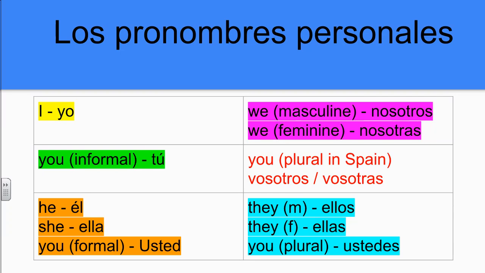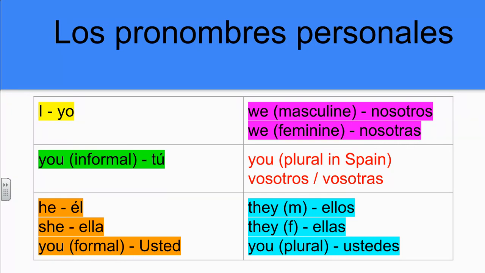So, los pronombres personales. We can see that English has the word I. In Spanish, it's the word yo. So when you want to reference yourself as a subject of a verb, you're going to say yo. There is no gender. Both boys and girls use the same word, yo. Next, we see the informal you. This is your relaxed pair of jeans talking to one person, tú. It carries an accent mark.